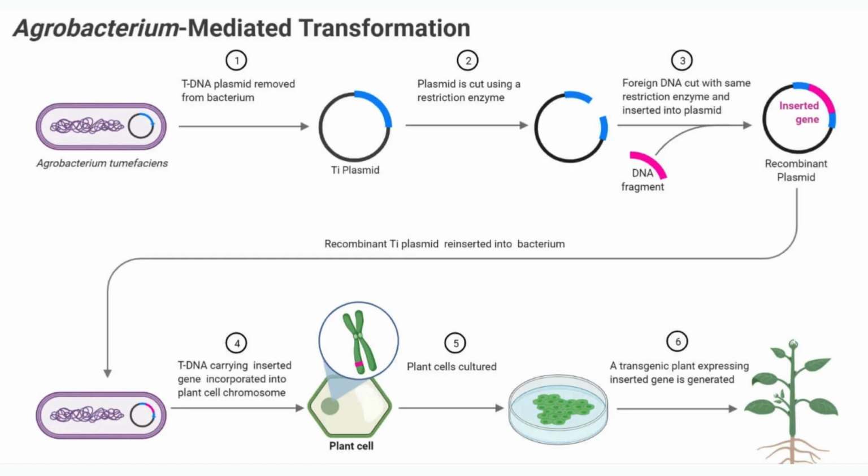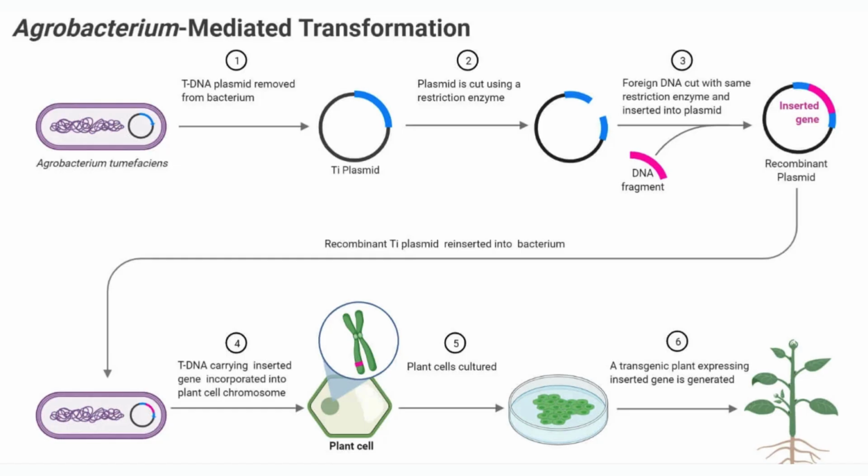Instead of using its natural tumor causing genes, they modify the T-DNA region to carry a gene of interest, for example, resistance to pests and improving crop yield. The second step would be cutting the Ti plasmid using a restriction enzyme. So what happens is the Ti plasmid is treated with restriction enzymes. These are molecular scissors that cut DNA at specific sites, and a precise cut is made in the T-DNA region where the new gene will be inserted.